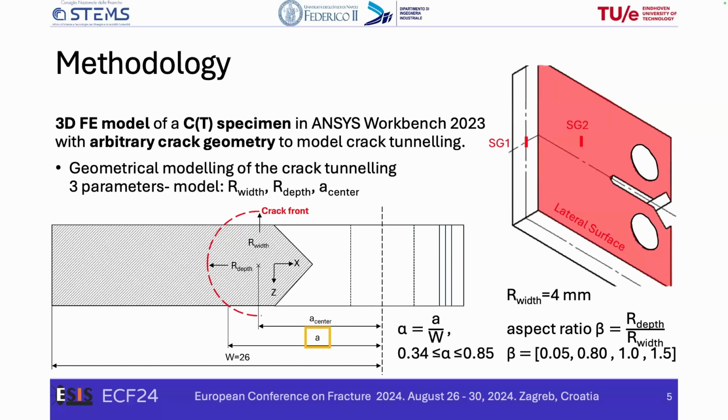The normalized crack length with respect to W is indicated as alpha, and the different crack fronts are simulated by varying the radius R depth, because the radius R width was assumed in this study equal to 4 to effectively simulate the crack tunneling based on the geometrical sides of the specimen we consider.